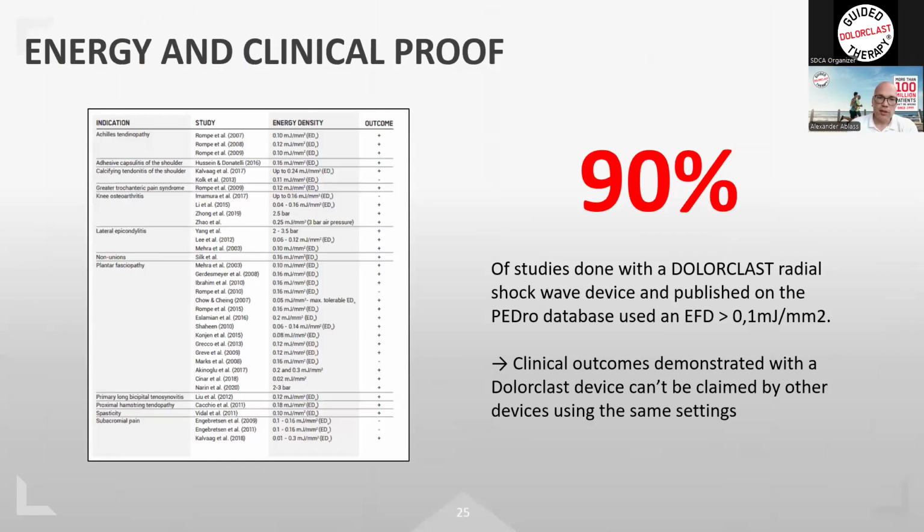Now I told you that 90% of the studies done with the Dolorclast shockwave published on the PEDro database used an energy flux density of 0.1 millijoule per square millimeter or higher. And with this energy flux density, clinical outcomes demonstrated with the Dolorclast device can't be claimed by other devices. So we know we need 0.1 millijoule per square millimeter, which is used in 90% of these studies.